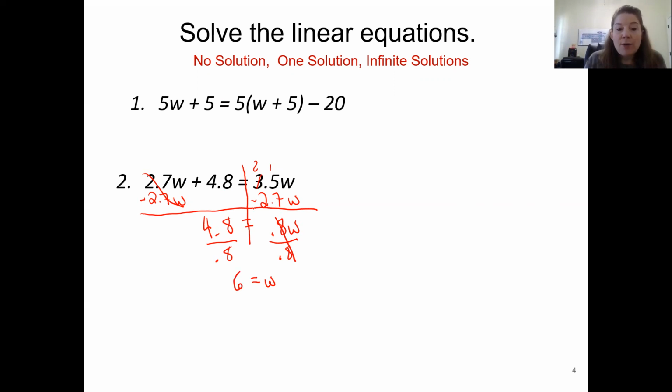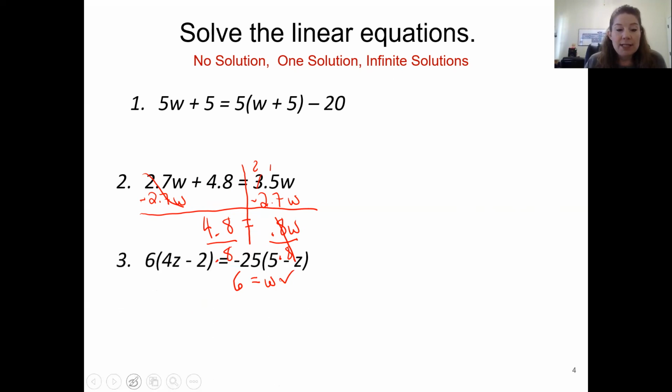And then if I go back to my original problem and with my calculator, if I multiply 2.7 times 6 plus 4.8, then I'm going to find out that it equals 3.5 times 6, which is 21. So both sides of the equal sign are equal to 21. So I know my answer is right. So always go back and double check those equations.